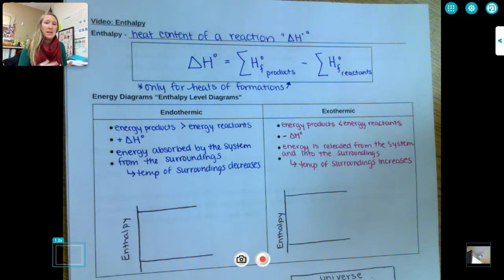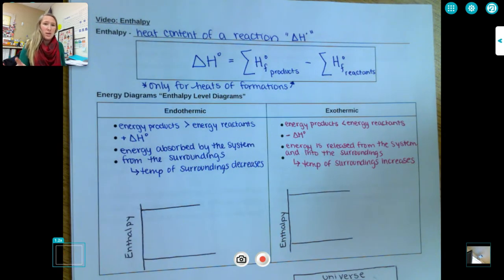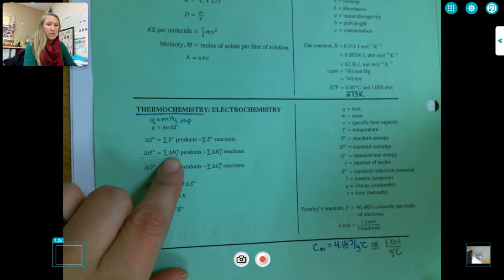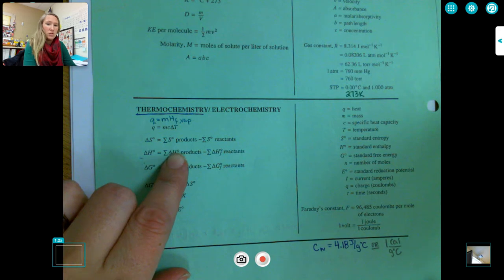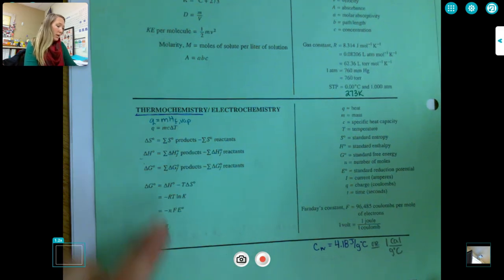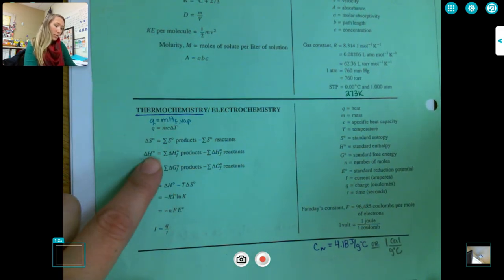We're going to look at the heat content of a reaction in terms of the compounds formed and the compounds reacted together. So we're going to look at products and reactants. The good news about this formula is it's one that's on your formula sheet. Under thermochemistry, we've got our delta H is equal to the heat of formation of the products minus the heat of formation of the reactants. That one is on here, and this is what we're going to use.